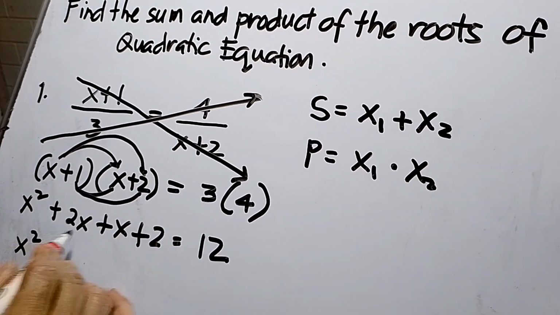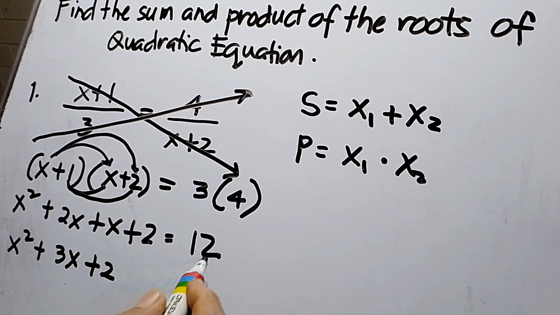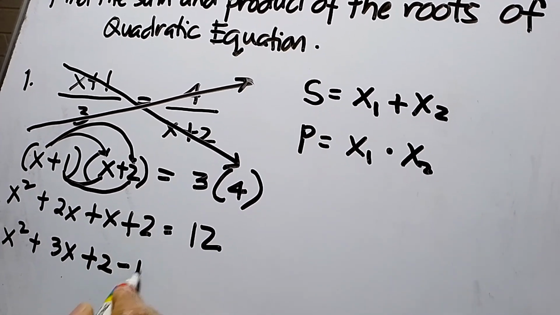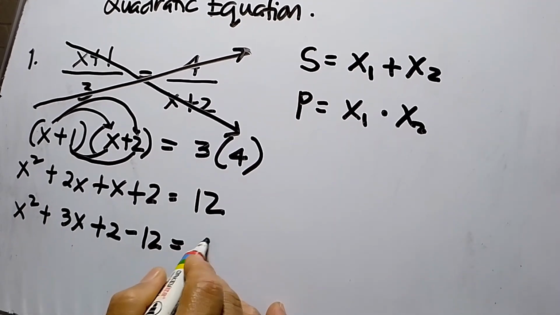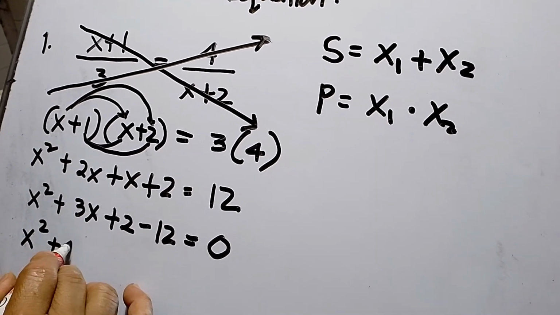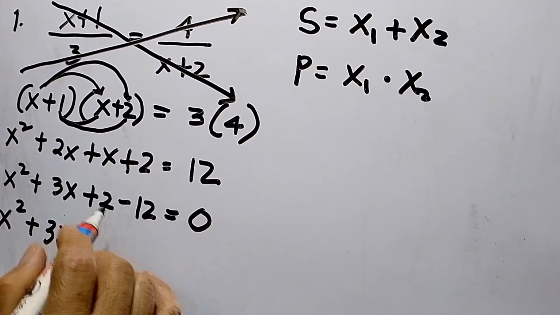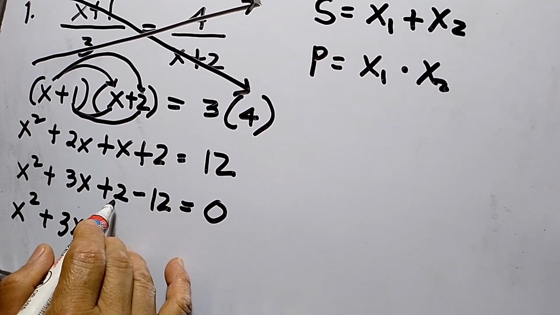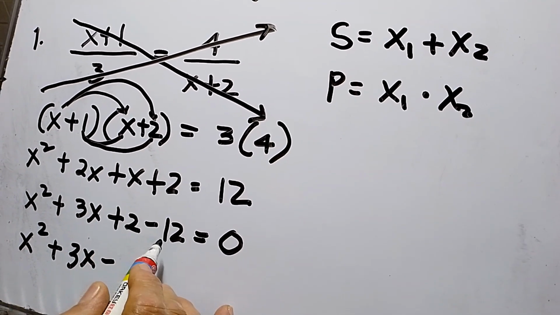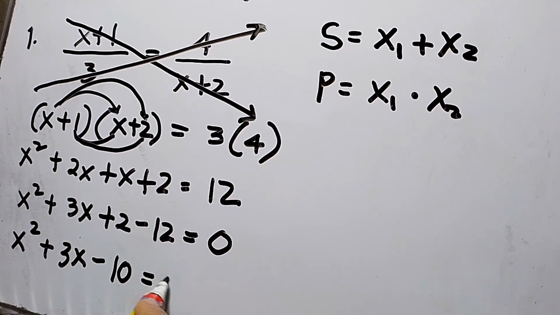So x squared, combine this one, plus 3x, plus 2. And then transpose positive 12 to the left. This will be negative 12. This will be equal to 0. So x squared plus 3x, 2 minus 12. So this will be a matter of subtraction. So 12 minus 2 is 10. And then the sign must be negative because 12 is greater than 2. Since 12 is having negative sign, so this will be negative 10 is equal to 0.